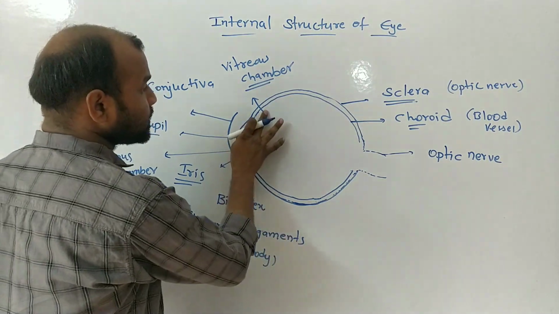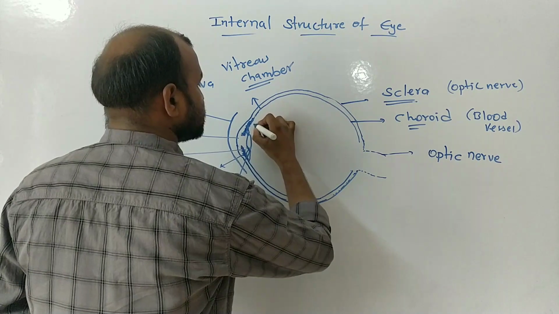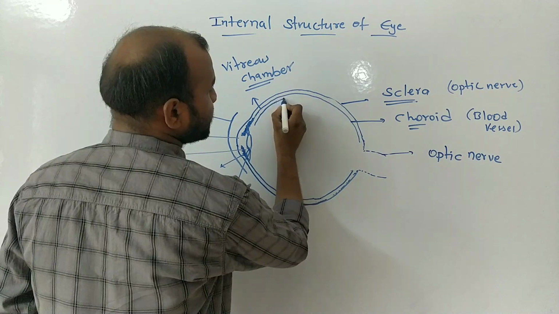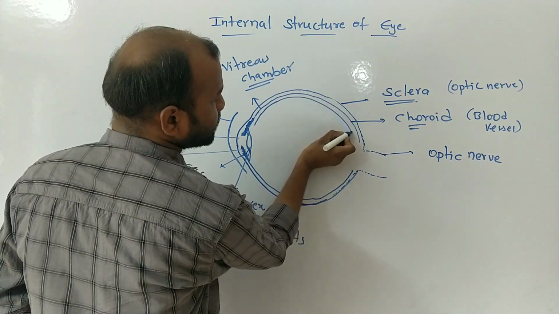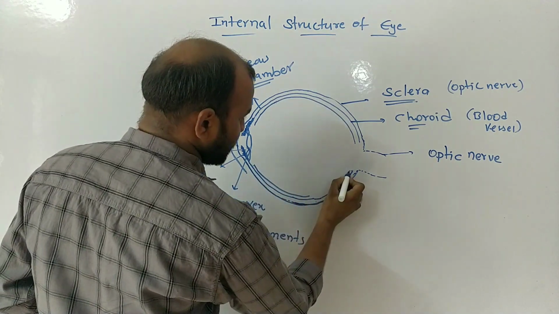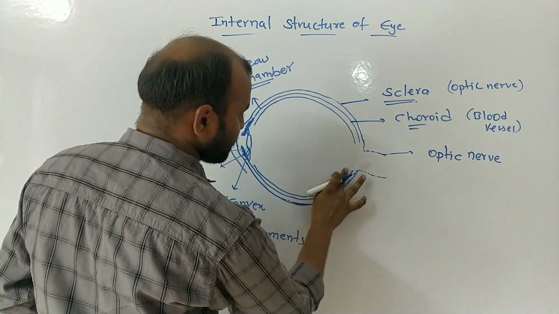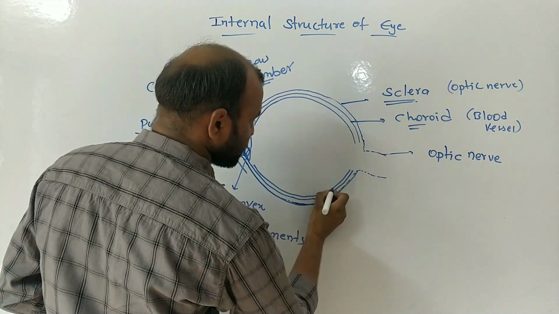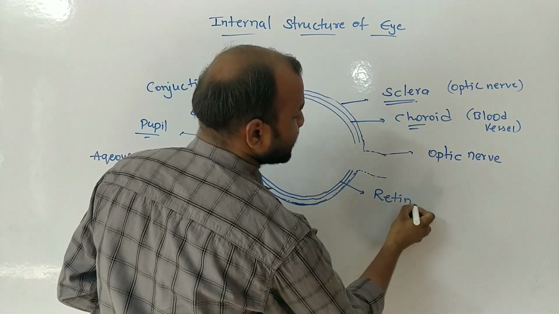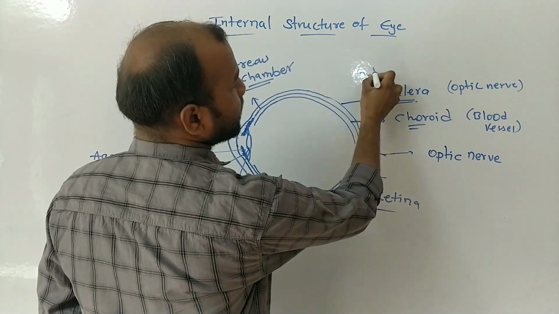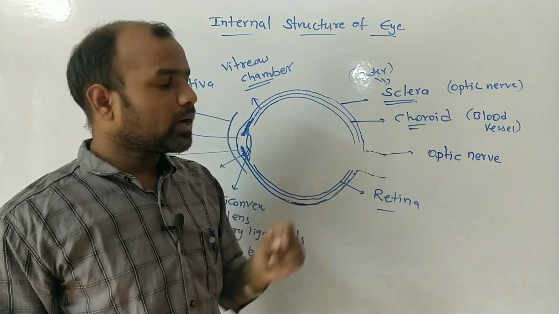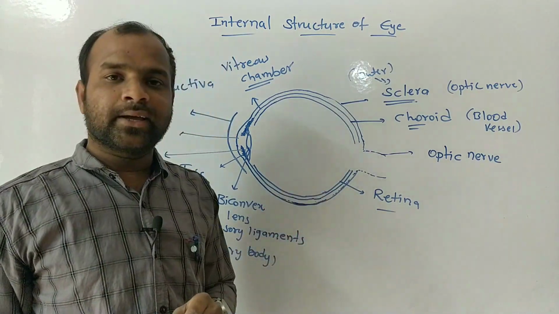Next is the inner layer. This inner layer is called the retina. So this third layer is called the retina. The outer layer is the sclera, the middle layer is called the choroid layer, and the inner layer is called the retina.